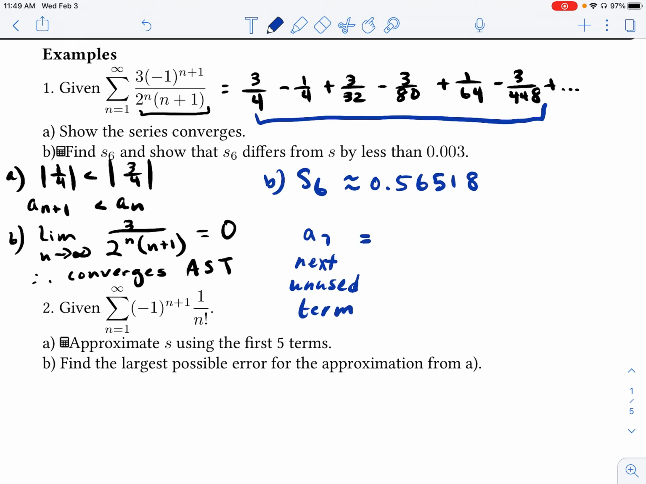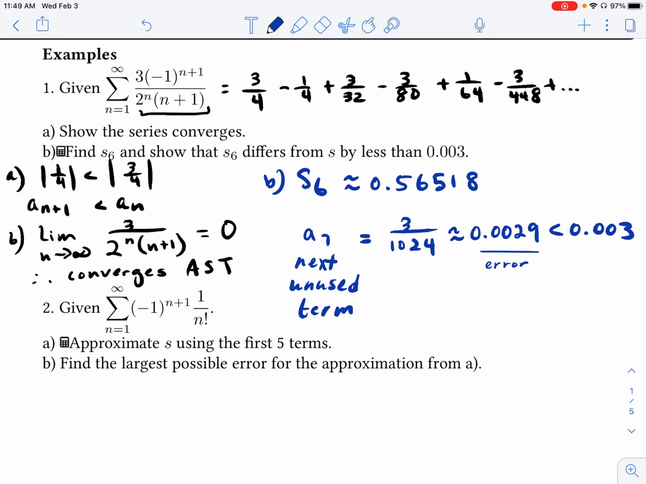If we go back to our series, let's figure out what the next unused term would be. This would be 3 over 2 to the 7th times 7 plus 1, which comes out to 1024. And we see that this is approximately equal to 0.0029, and that just squeezes right under 0.003. So we can see that our partial sum differs from the actual sum of the series by 0.0029. This represents our error, how much we are off by. And we've shown that that error is indeed less than 0.003.